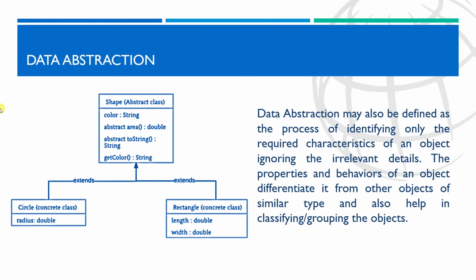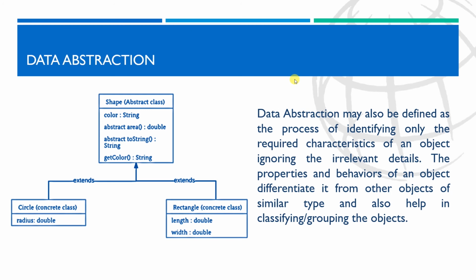In Java, abstraction is achieved by interfaces and abstract classes. We can achieve 100% abstraction using interfaces. We have some examples in the slide about an abstract class.